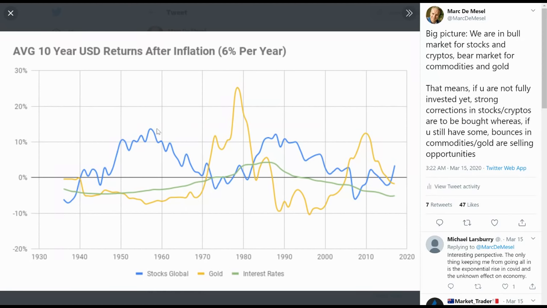When stocks are in a bull, gold is in a bear. When stocks are in a bear, gold is in a bull. When stocks go into a bull again, gold goes to a bear. When stocks go in a bear again, gold goes in a bull. And then this was in 2010, the peak of the gold bull market. Gold started to go in a bear, and stocks started to go in a bull around 2009.